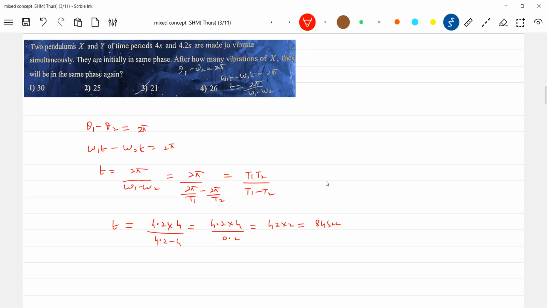Sir, how did you write the first step, sir? See, they're having 0 phase. After what time again will they be in phase? 2 pi radians only. If it starts from 0, after what time will it again come back to the initial position? Then how much is the angular displacement? 2 pi. So that's the condition.